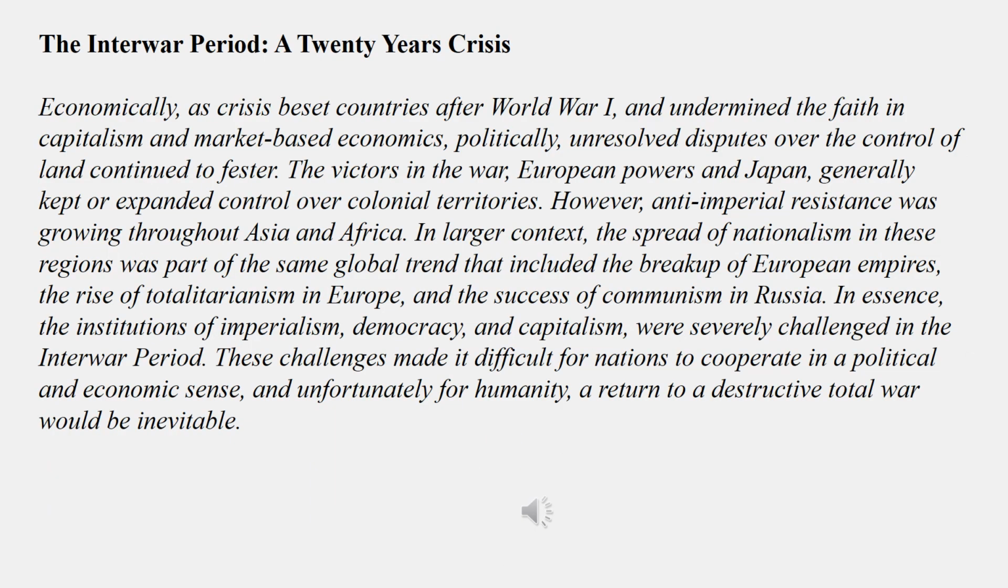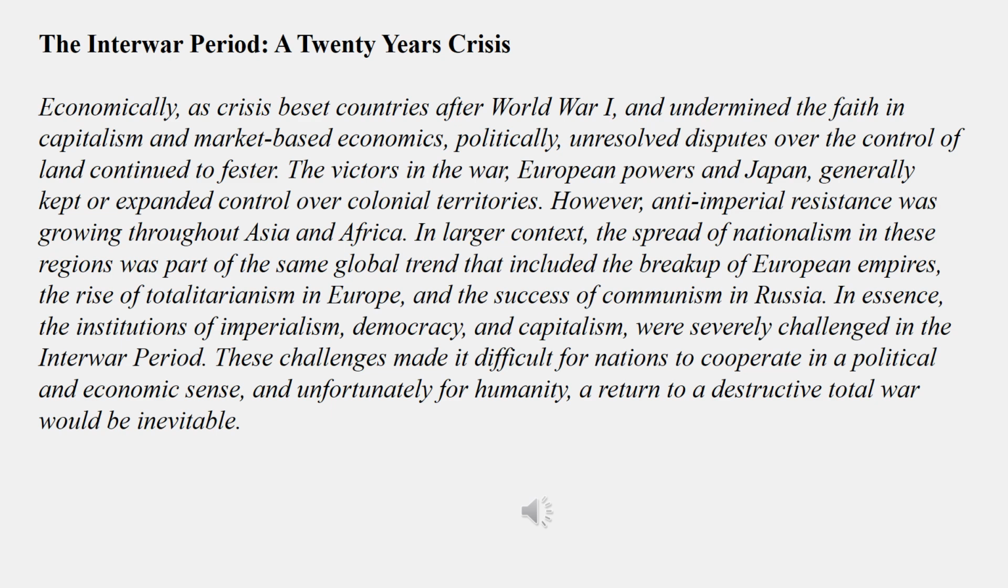Economically, as crisis beset countries after World War I and undermined the faith in capitalism and market-based economics, politically unresolved disputes over the control of land continued to fester. The victors in the war, European powers and Japan, generally kept or expanded control over colonial territories. However, anti-imperial resistance was growing throughout Asia and Africa.